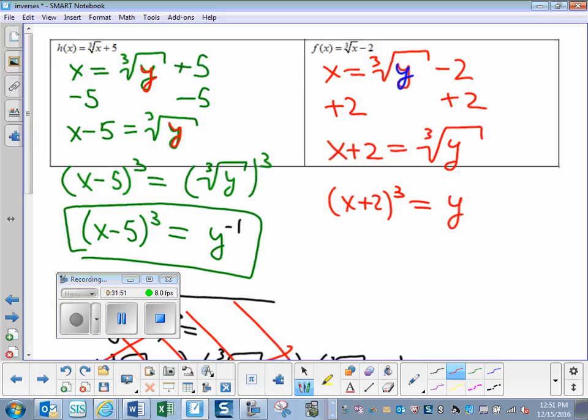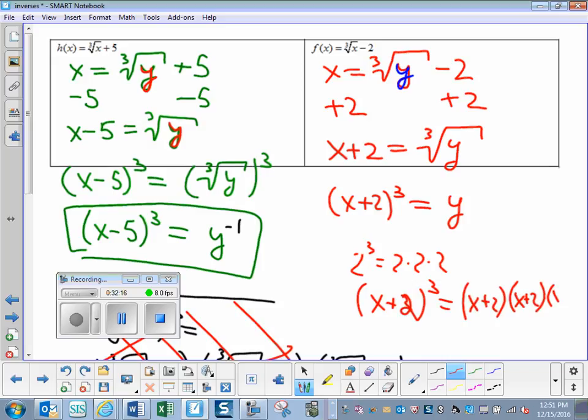Okay. So if I want, question for you. If I wanted to simplify it, do I distribute the 3 in? No. What does the power of 3 mean? When I do 2 to the power of 3, it is 2 times 2 times 2. What is x plus 2 to the power of 3? x plus 2 times x plus 2 times x plus 2. The number multiplied by itself 3 times, right? So if I want to simplify it, I would have to FOIL. Don't distribute the power.